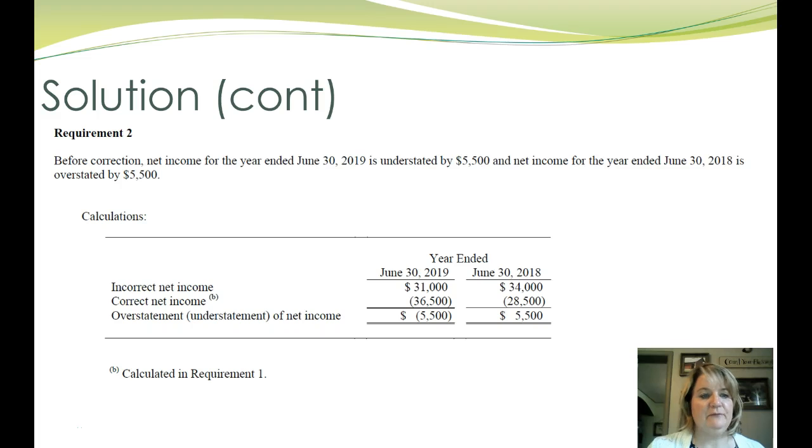For requirement number 2, before the correction, net income for the year ended June 30th, 2019 is understated by $5,500, and net income for the year ended June 30th, 2018 is overstated by $5,500. So it just moved it from year to year.